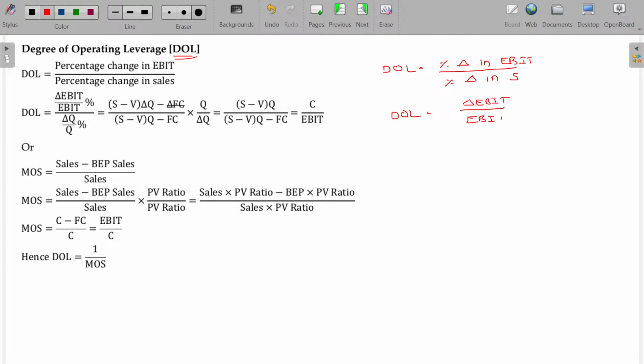If the EBIT being 1 lakh suddenly increases to 1 lakh 20, what is the percentage of change? 20 divided by 1 lakh, 20% change. That can be calculated this way. Whole divided by change in sales quantity divided by existing quantity. This is what the formula is about.